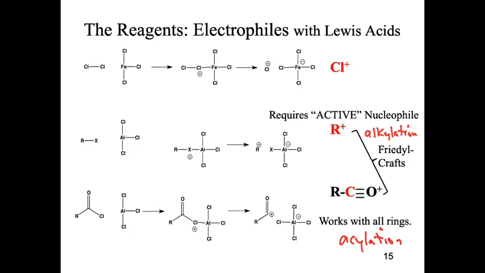When I move to the acylation, I still have a positive carbon, but that positive carbon is resonance stabilized, which means it can exist for longer in solution, which means I can take my time with a less active ring. Kind of make sense? Okay, so that's a big difference between those two reagents.